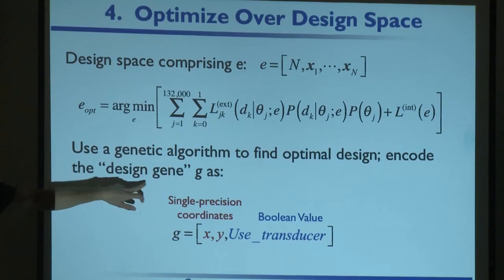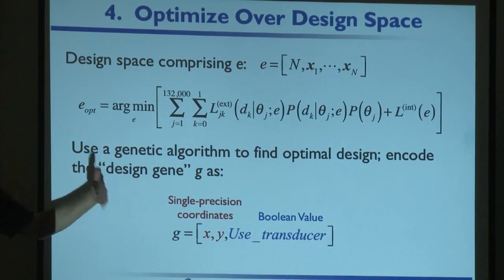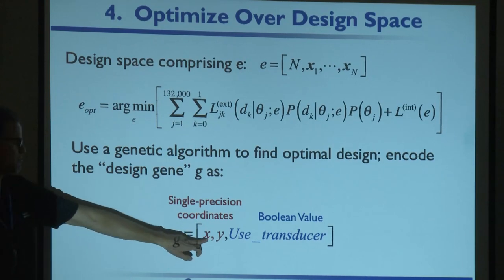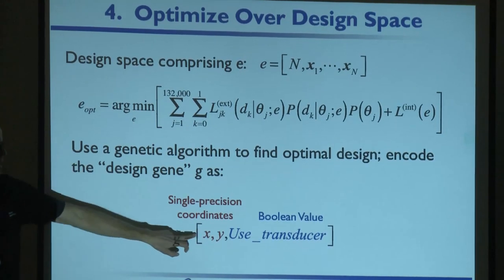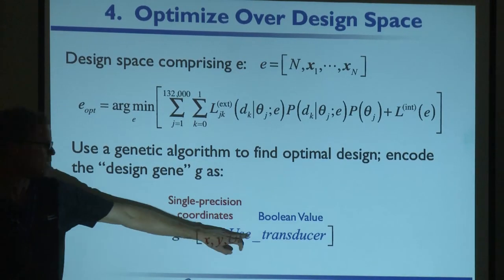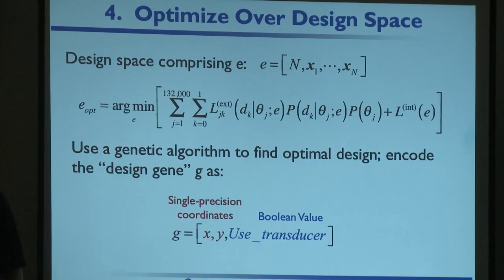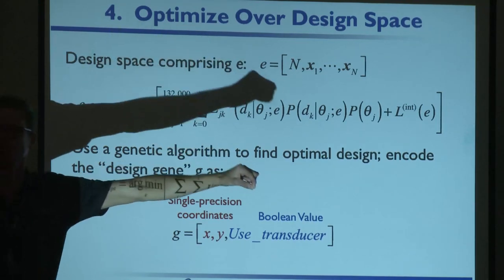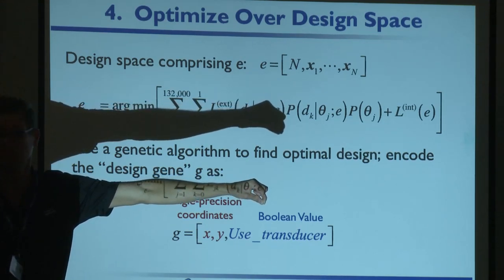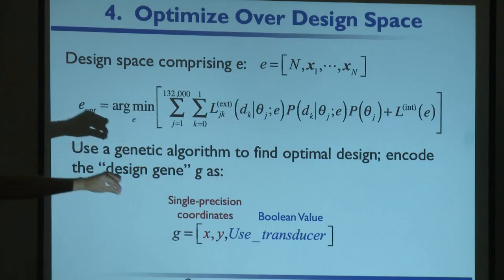I decided to use a design gene. I did evolutionary algorithms because it's a tough problem where my gene for the possibilities is some location X, Y on the wing plus whether I should use that transducer or not. Okay? Because if the algorithm says, oh, put the sensor 20 meters away from the wing, well, that's pretty stupid. But it could do that, right?